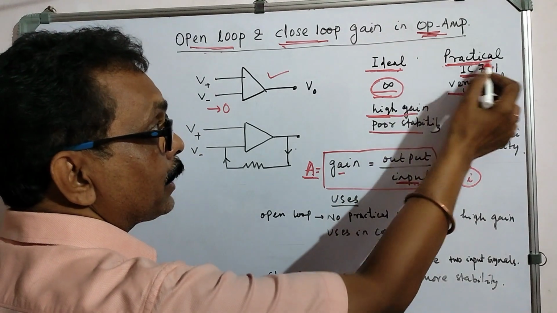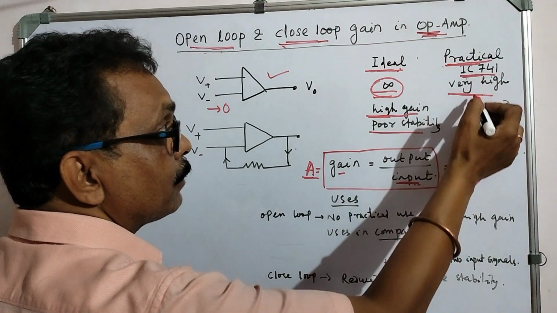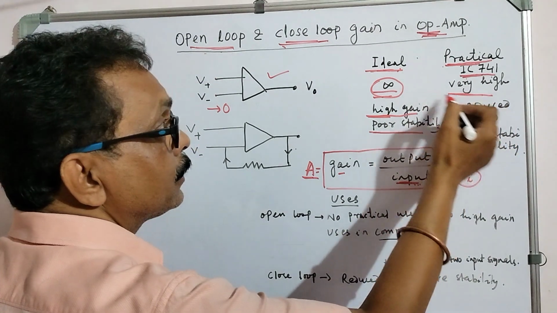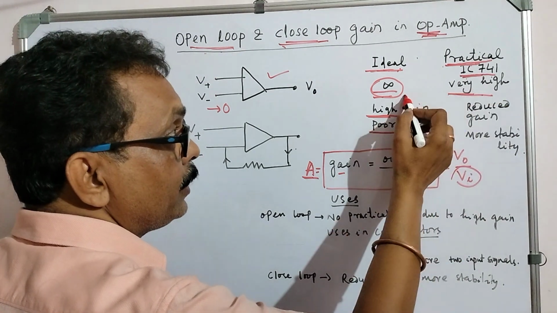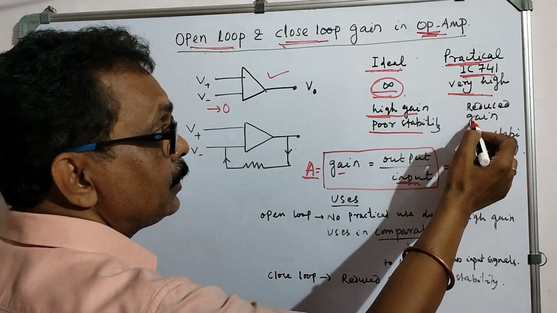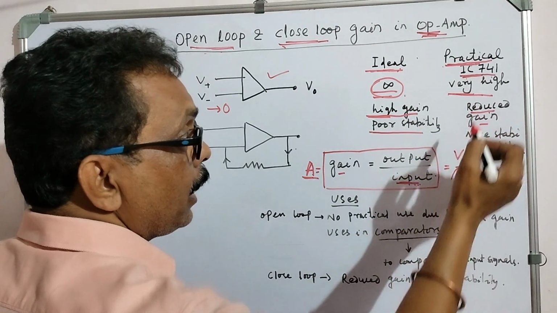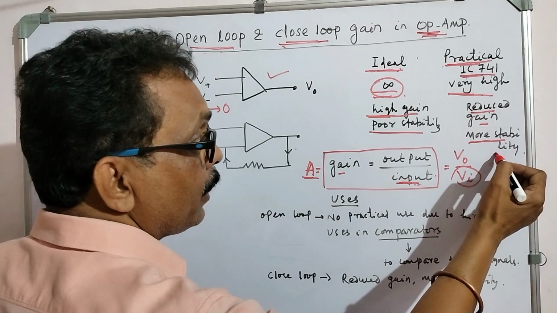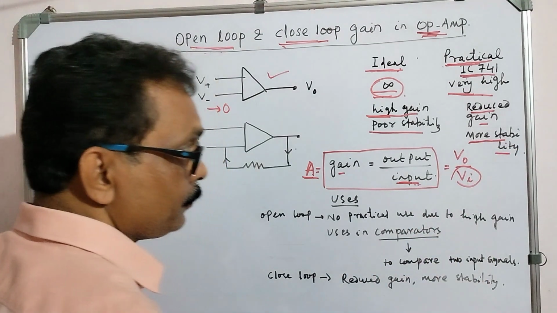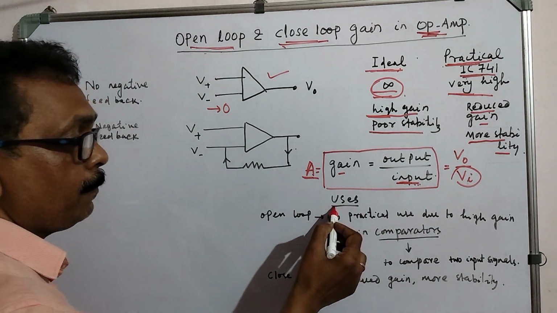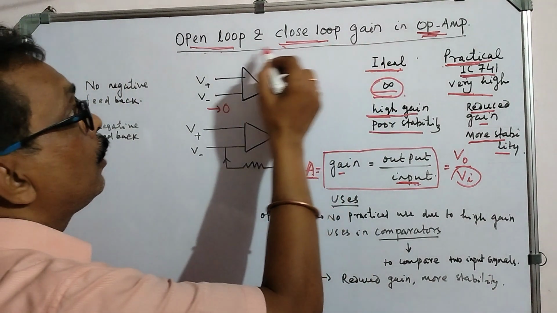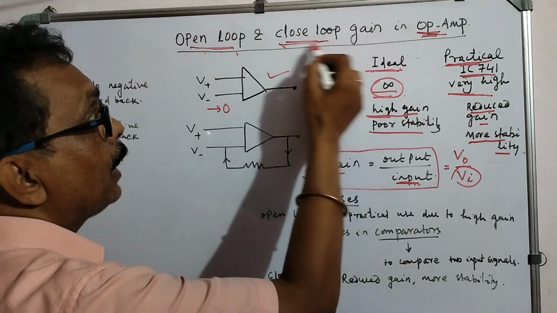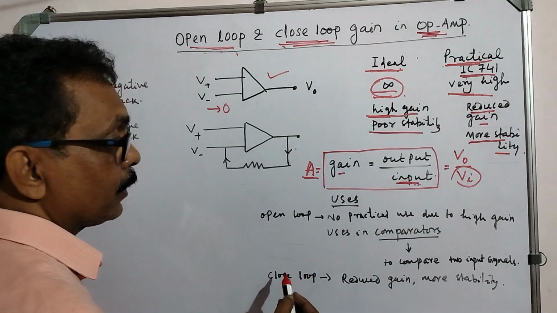But in case of a practical operational amplifier, that is IC 741, the gain is very high but not infinity. That is why the gain is reduced, and that is why the stability of the practical operational amplifier is very high. Then what are the uses of the open loop operational amplifier and closed loop operational amplifier?